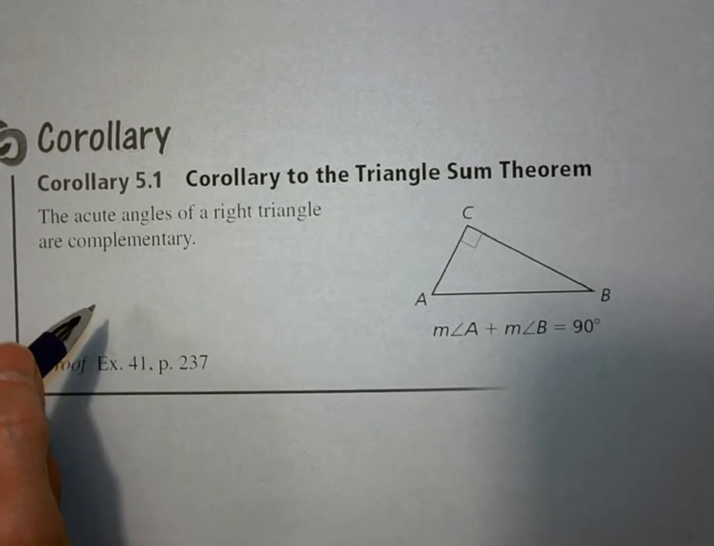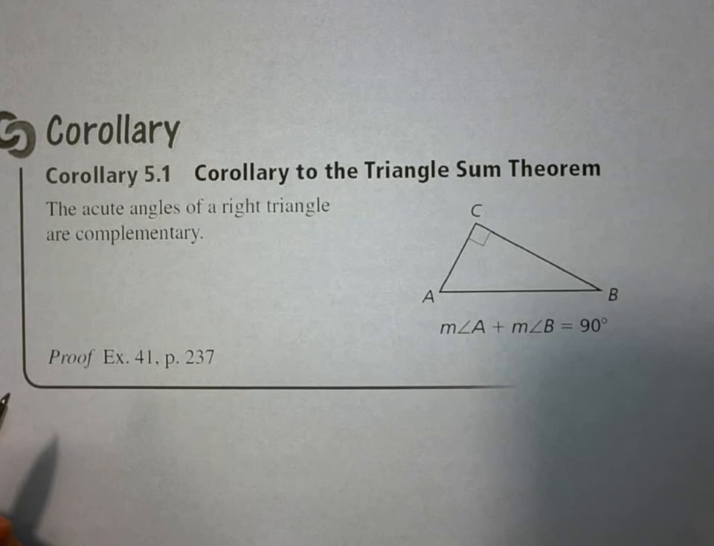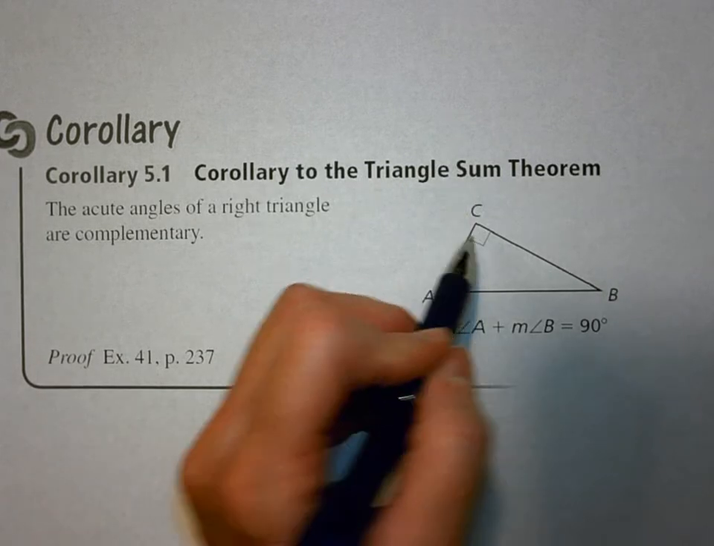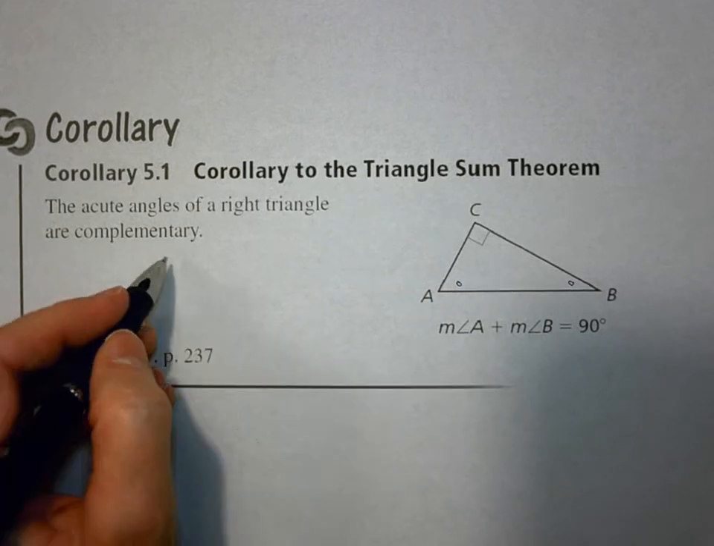Okay, corollary. Again, a corollary is just an addition to a theorem. This really, I call kind of the no-duh theorem, because if you have one 90-degree angle, these two have to equal 90, so they have to be complementary.